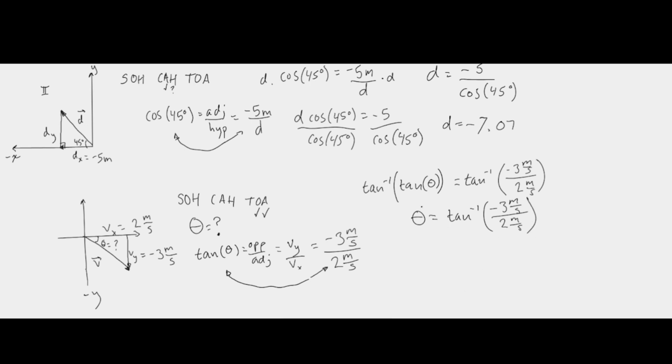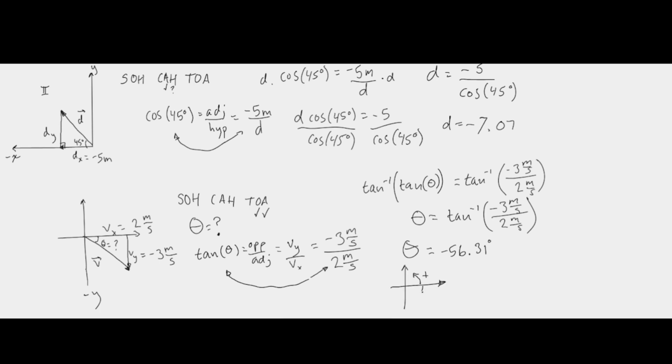Now this I can put in my calculator. Okay, so I'm going to put in the inverse tangent of -3 over 2. And it's going to give me a negative angle in my calculator. Okay, so that gave me theta. Rounding this angle to 2 decimal places, it is theta equals negative 56.31 degrees, and we're rounding that to 2 decimal places.